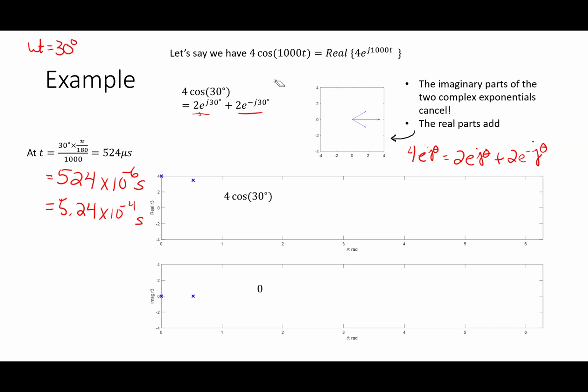Which of those three vectors there? I got three of them in that picture. It's the upper one, right? 2e to the j30 is here, right? 2e to the negative j30 is here. How can you tell?